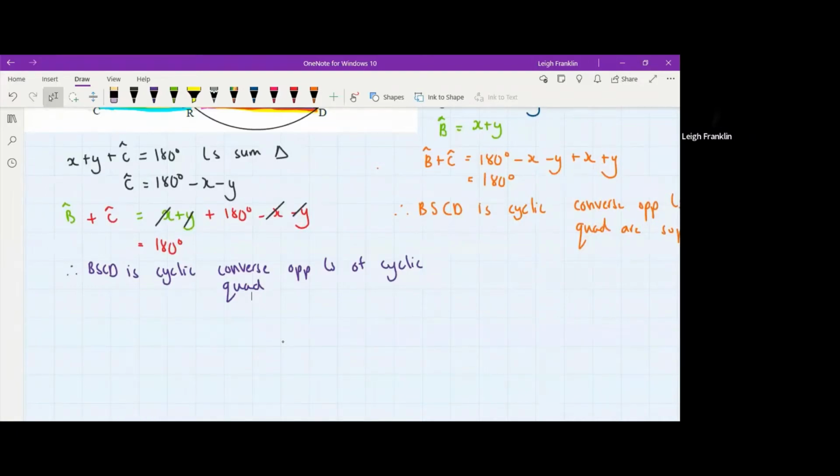So there's only 3 ways you can prove that a quad is cyclic. It's either converse exterior angle of a cyclic quad, converse opposite angles of a cyclic quad are supplementary, which I suppose I can just finish writing over here. And then the other one, which we can always have a look at next time, is converse angles in the same segment.